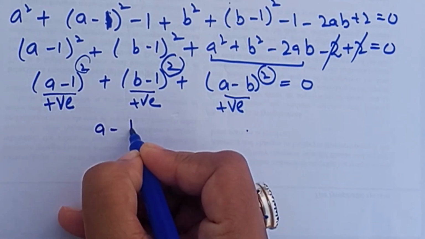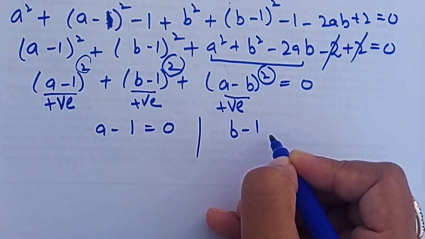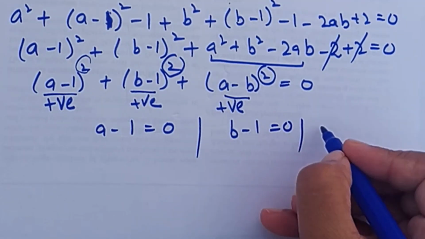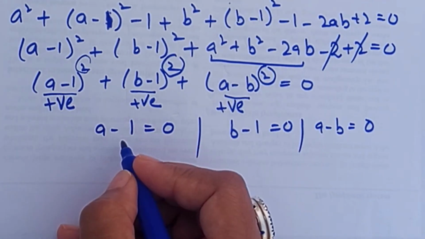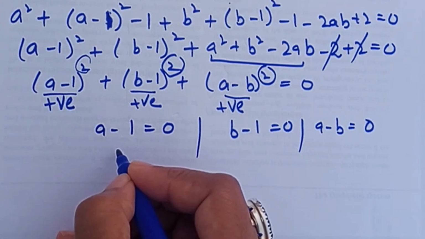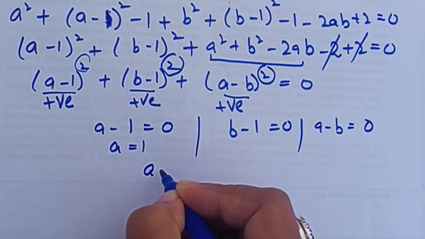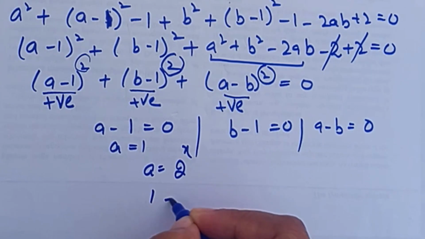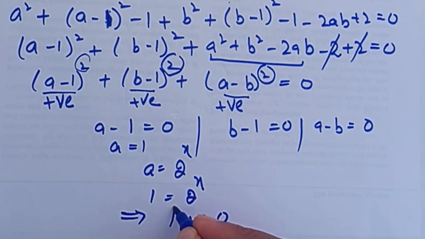So a minus 1, this term must be equal to 0, and b minus 1, this term also must be equal to 0. And this last term a minus b, this also must be equal to 0. Now look at this. So this implies a is equal to 1. And at the start of the question, we let a be equal to 2 raised to the power x, and a is equal to 1. So 1 is equal to 2 raised to the power x. So this implies that x must be equal to 0.